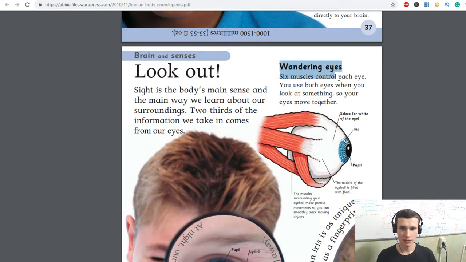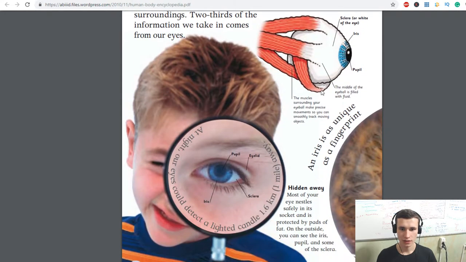Wandering eyes. Six muscles control each eye. You use both eyes when you look at something, so your eyes move together. The muscles surrounding your eyeball make precise movements so you can smoothly track a moving object. An iris is as unique as a fingerprint.